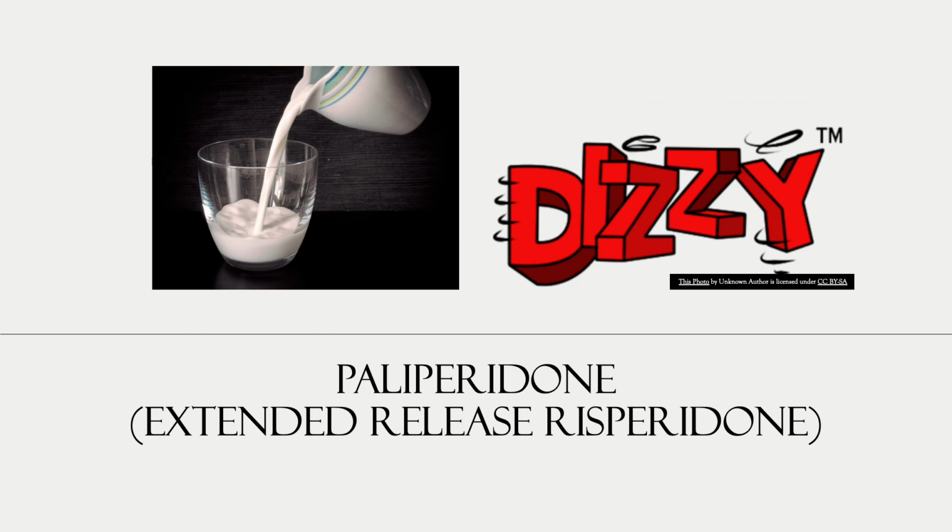Side effects of paliperidone are orthostatic hypotension, hyperprolactinemia, GI upset, dizziness, and headache. So similar to risperidone, except for the GI upset, dizziness, and headache. Anyway, comments: all it says is that paliperidone is an extended release form of risperidone.